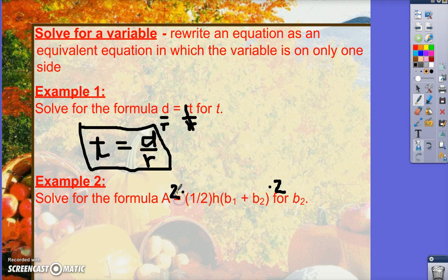We'll do it in 2 parts. Oh, hold on 1 second. Let me fix that actually. I wrote it wrong. I should have moved it over. Okay. So we'll do times 2 here. Then times 2 on the other side. So now if we take a look, 1/2 and 2 goes away on the right-hand side, and I have 2a here. So I have 2a equals h times b1 plus b2.